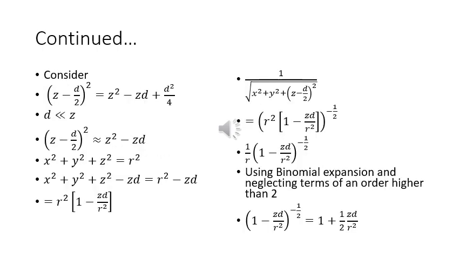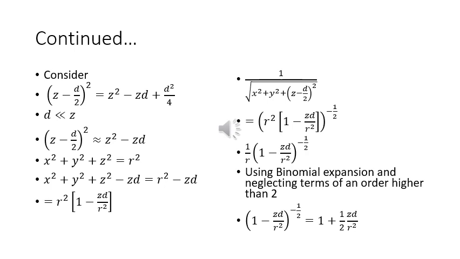Now consider the expression z minus d by 2 whole square. When we take the whole square, we will get z square minus zd plus d square by 4. Since d is very much less than z, we can consider this to be approximately equal to z square minus zd. Now x square plus y square plus z square is equal to r square. Therefore, x square plus y square plus z square minus zd will be equal to r square minus zd, which can be written as r square open bracket 1 minus zd upon r square.